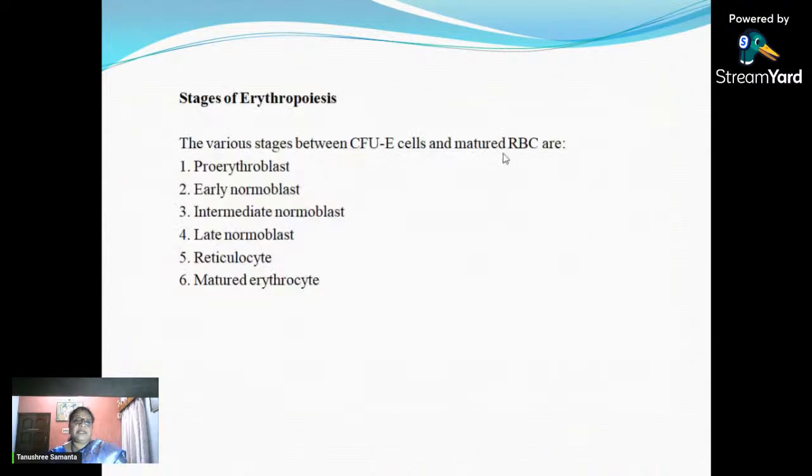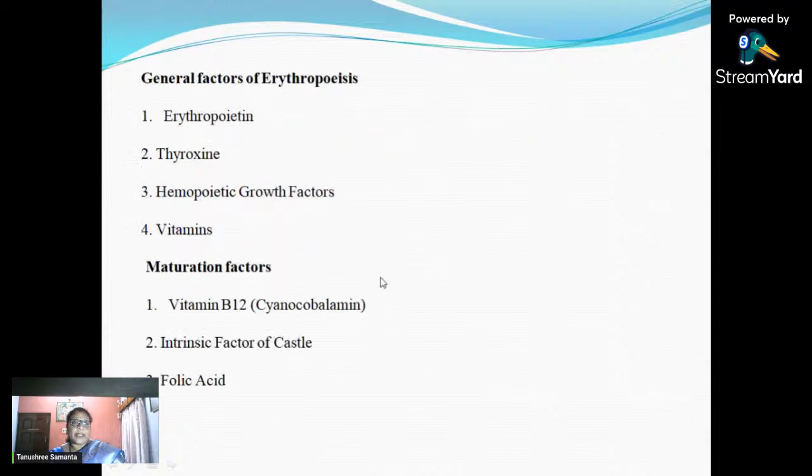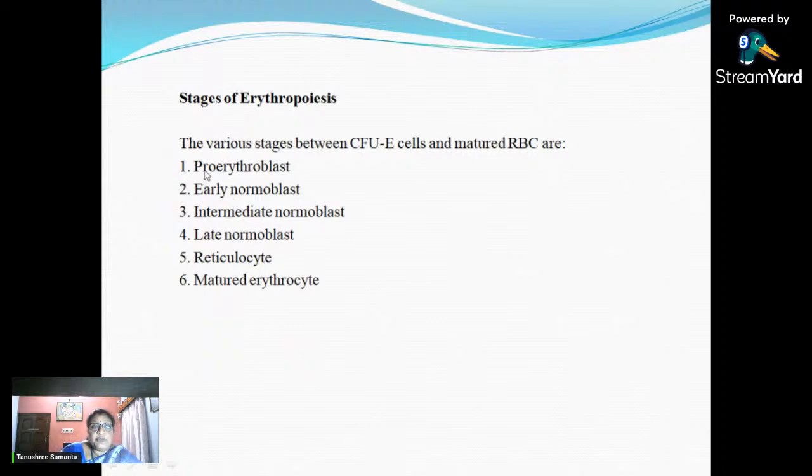So if you go into the discussion of the stages, the first stage is the proerythroblast, where the size is too big, and hence it is also termed the megaloblast. Here they have two or more nucleoli, and the chromatin network is also present. Hemoglobin is absent over here. Then we go into the next stage, that is the early normoblast, which becomes smaller than the proerythroblast. There is a condensation in the chromatin network, but still hemoglobin hasn't appeared.